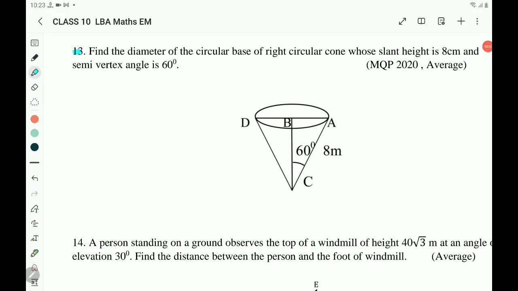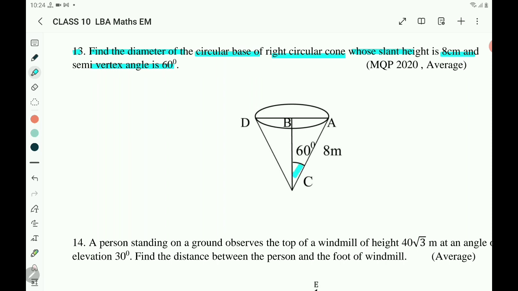Question number 13. Find the diameter of the circular base of a right circular cone whose slant height is 8 meter and semi-vertex angle is 60 degree. Here is a figure of the cone. What is given? Slant height. Slant height is AC here. That is 8 meter. Then what is given? Semi-vertex angle. That is angle ACB is given 60 degree.